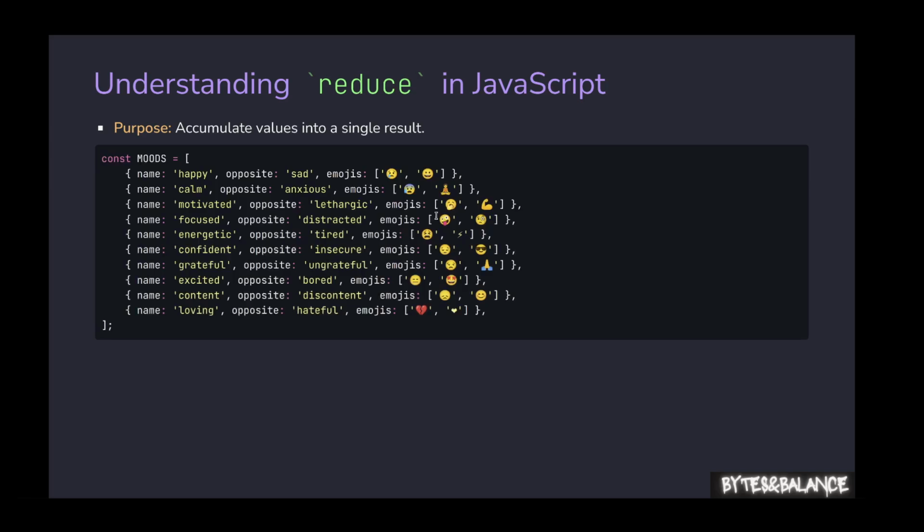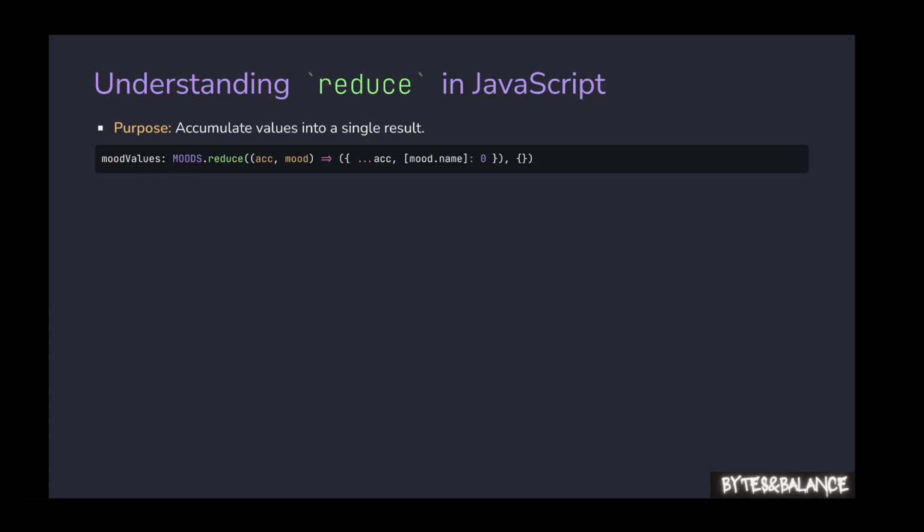We shift to the Mood Tracker app, where we have a list of moods. The list includes mood names, opposites, and associated emojis. Our goal here is to create an object, mood values, to store a value for each mood, starting at 0. To achieve this, we use reduce.